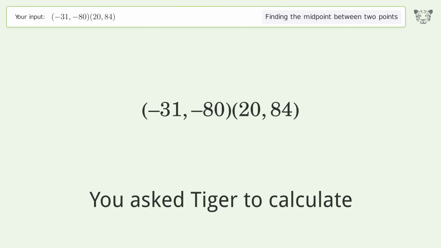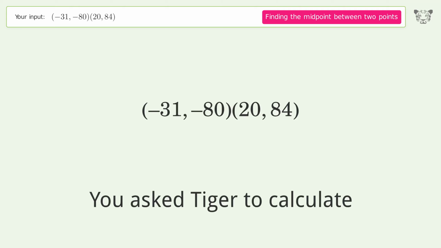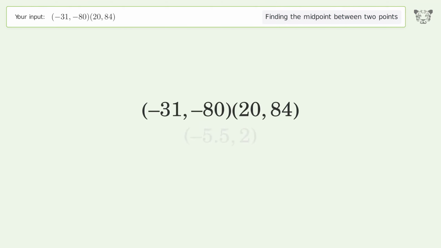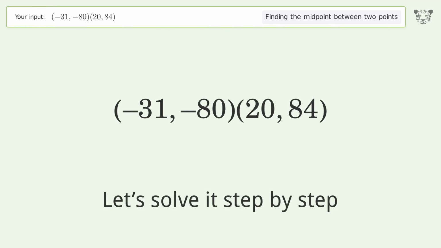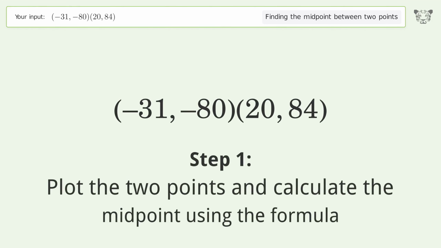You ask Tiger to calculate. This deals with finding the midpoint between 2 points. The midpoint between the 2 points is negative 5.52. Let's solve it step by step. Plot the 2 points and calculate the midpoint using the formula.